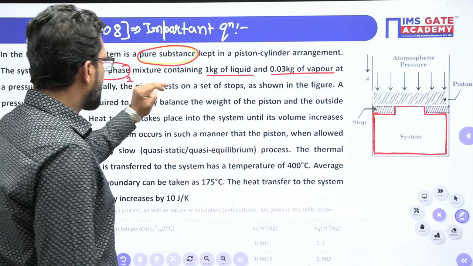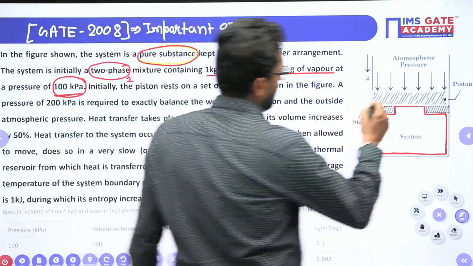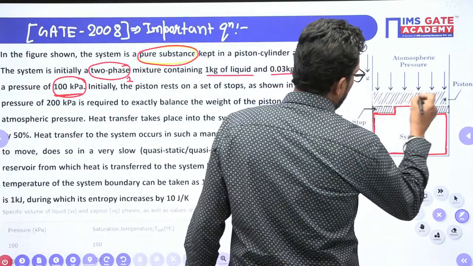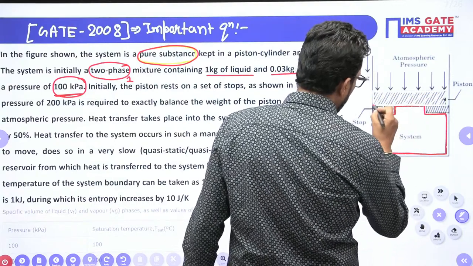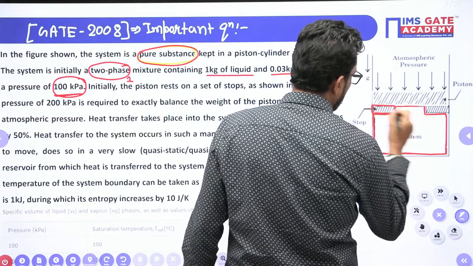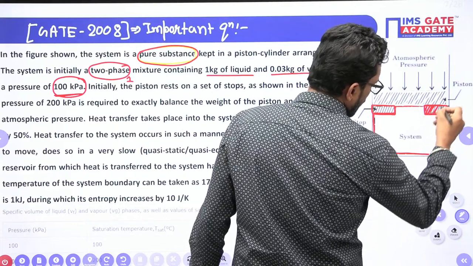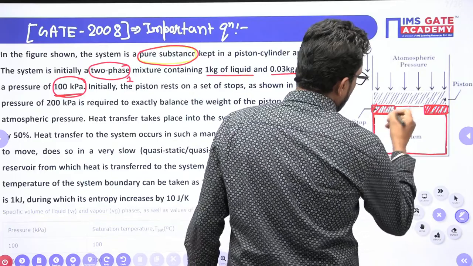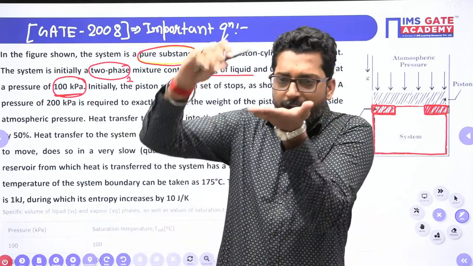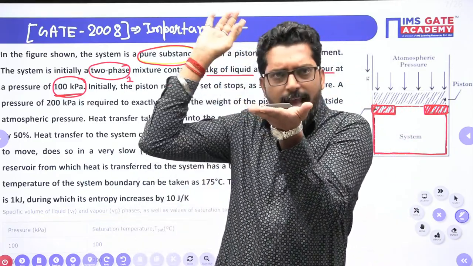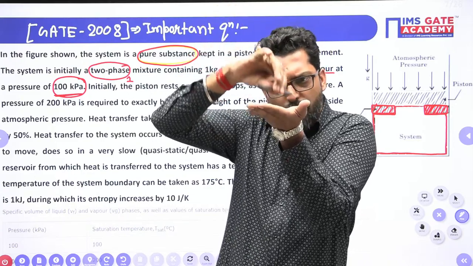Initially, the piston rests on the stop. That means this piston, beta, will rest on this stop. These are your two stops. So initially, the piston will rest on this stop. That means this is your stop. On that stop, the piston is lying like that, just resting.